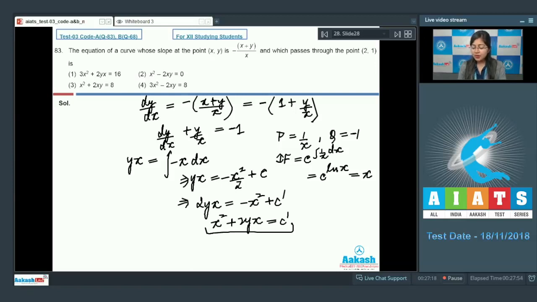Now we know that the curve is passing through the point (2, 1). So putting the value here, we get 4 plus 2 into 1, that is 4 plus 4 is equal to c dash, that is the value of c dash is equal to 8. So we get x square plus 2yx is equal to 8. So the correct answer is option number 3.